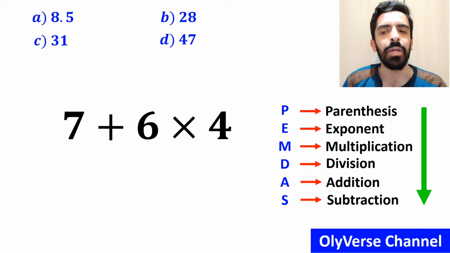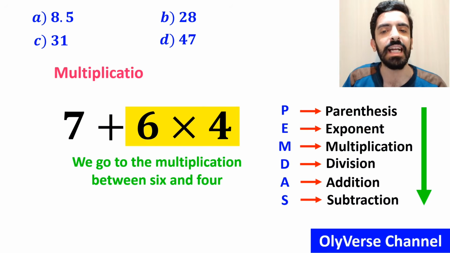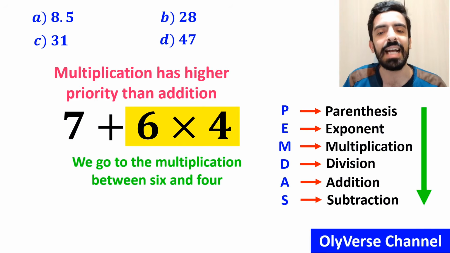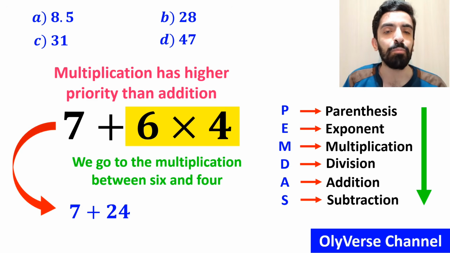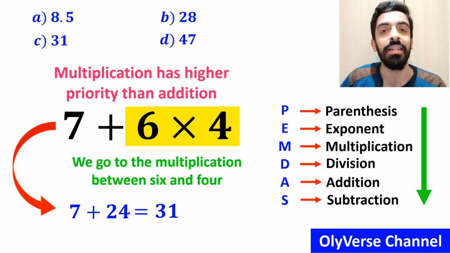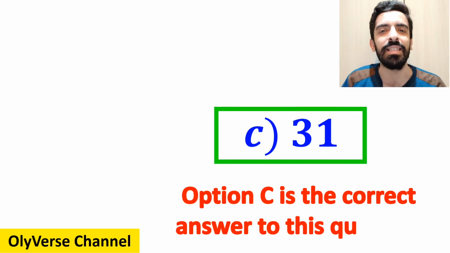And the final step, we go to the multiplication between 6 and 4. Because multiplication has higher priority than addition. So, this expression simplifies to 7 plus 24, which ultimately gives us the answer 31. That's great. Option C is the correct answer to this question.